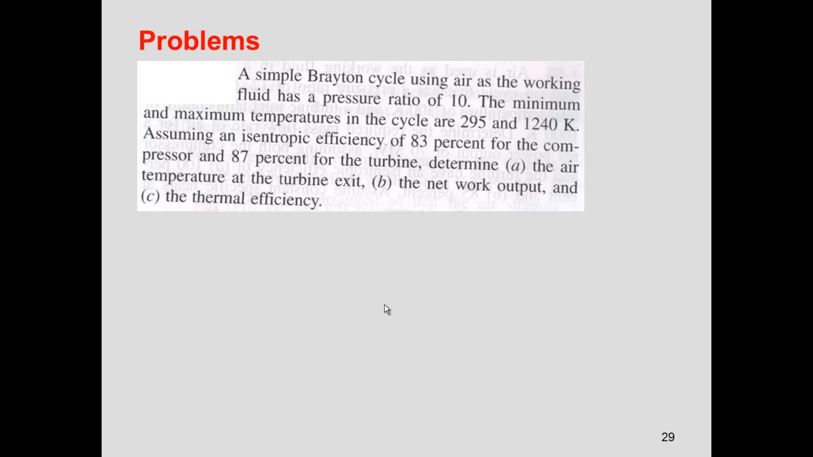Well, we have a simple Brayton cycle using air as a working fluid with a pressure ratio of 10. The minimum and maximum temperatures in the cycle are 295 and 1240 Kelvin, assuming an isentropic efficiency of 83% for the compressor and 87% for the turbine. Determine the air temperature at the turbine exit, the net work output, and the thermal efficiency.